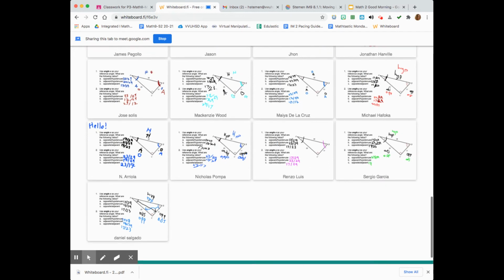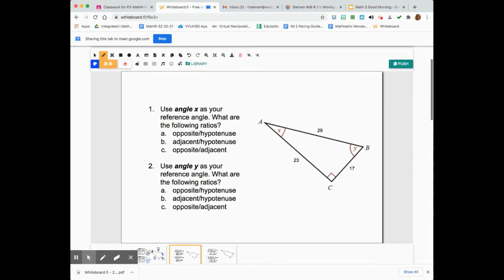Okay, it looks really good, guys. All right, so let's just go over this one really quick. All right, so angle X is my first reference angle. I have hypotenuse, opposite, and adjacent. So 1A should be 17 over 29. 1B is going to be 23 over 29. And then 1C is going to be 17 over 23.